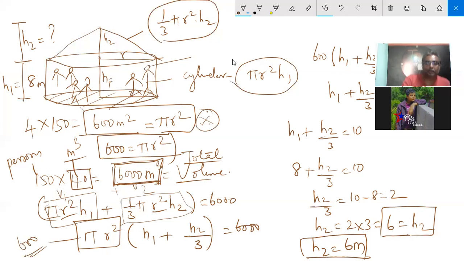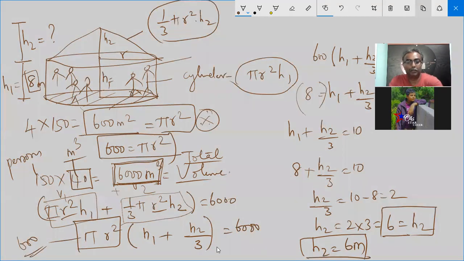H1 is already given. H1 is what? 8 meters. Yes, H1 equal to 8. So easily you can find out the answer. Now you got that. Now I'm going to post this.